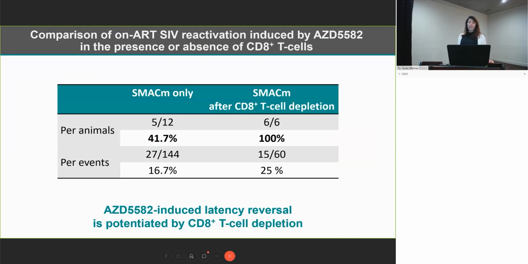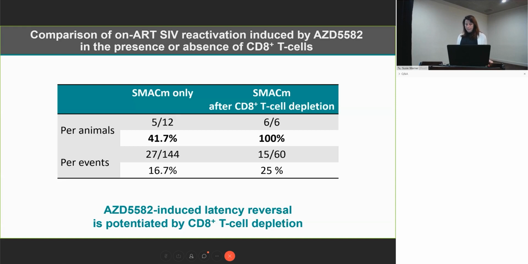And interestingly, if we compare the group of animals that received SMAC mimetic only and the group of animals that received the SMAC mimetic after the CD8 depletion, you can see that the number of animals who experienced an ART viremia above 60 copies per milliliter of plasma is higher in the CD8 T cell depletion group, with 100% of the animals experiencing an ART viremia. And if we look at the number of positive plasma viral loads out of all the viral loads that we measured for each animal, you can see that this level is also higher in the group that received the CD8 depletion before being treated with the AZD5582 SMAC mimetic.